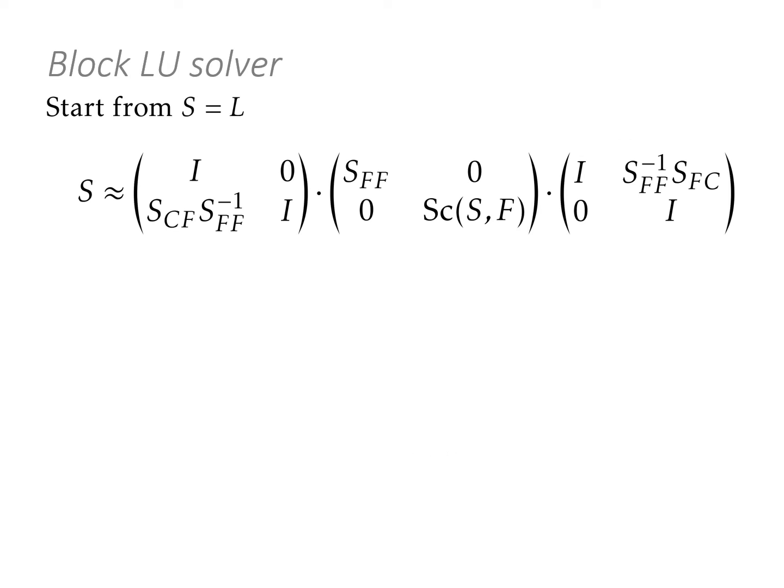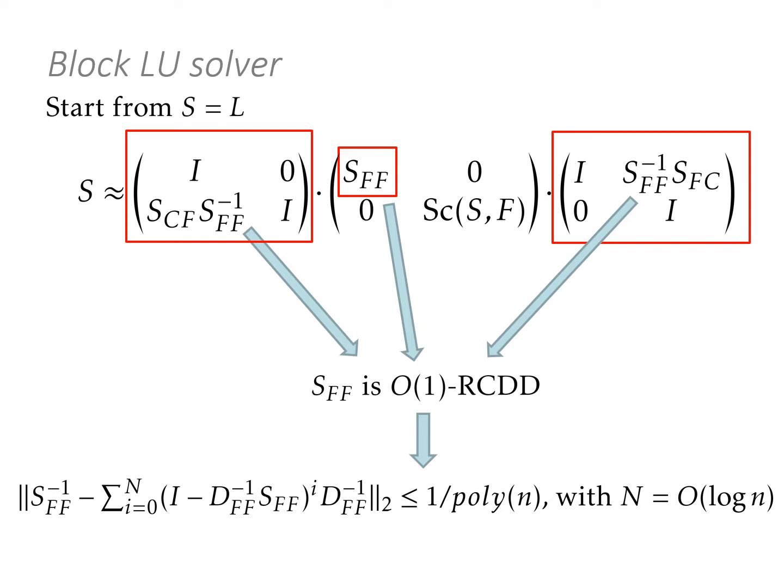We initialize S to be L, find an almost independent set F, then we use the RCDD submatrix SFF to eliminate the off-diagonal blocks. This yields the following factorization. Since the submatrix SFF is a 1 RCDD, we can simply use its diagonal as a preconditioner. Then we can compute the inverse of SFF times an arbitrary vector x very efficiently.